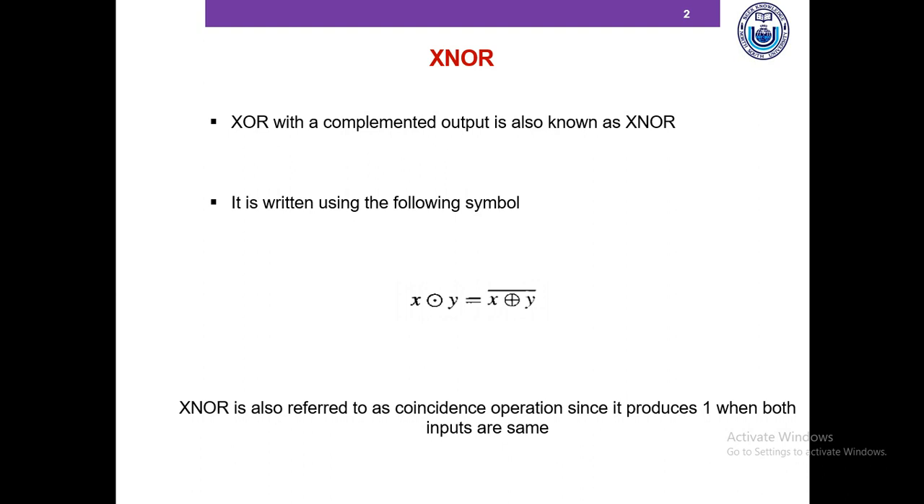So an XOR gate with the complemented output is known as XNOR, just like an AND gate with a complemented output is known as a NAND gate. It is written with this symbol: a circle, and inside the circle there is a dot. So X XNOR Y is equal to not of X XOR Y. XNOR is also referred to as the coincidence operation since it produces 1 when both inputs are the same.